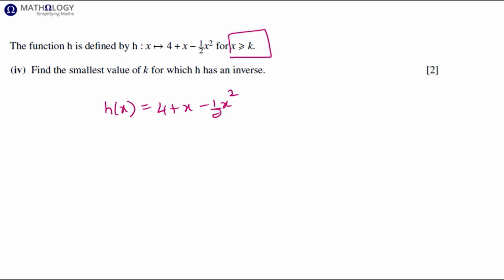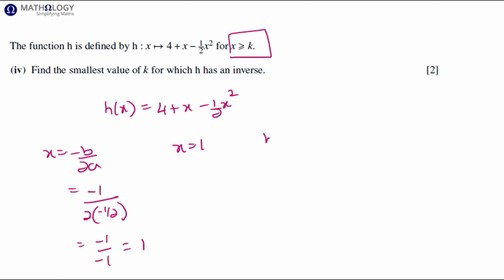Now h of x is a quadratic function, which means it's a many-to-one function. For h to have an inverse, it will have to be restricted such that it becomes a one-to-one function. So we need to look at the turning point of this quadratic function. So we'll just find the axis of symmetry, which will be minus b, that's minus 1, over 2 times a, which is minus a half. That'll be minus 1 over minus 1, which equals 1. So the axis of symmetry is x equals 1. h of 1 will therefore be 4 plus 1 minus a half. So the turning point is 1, 9 over 2.